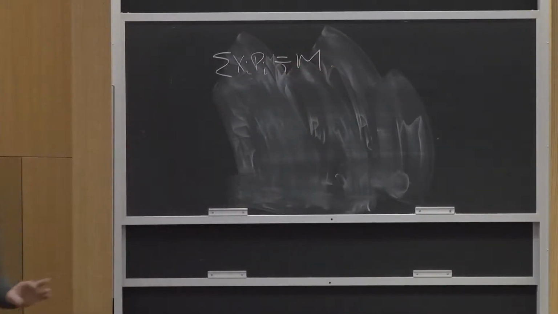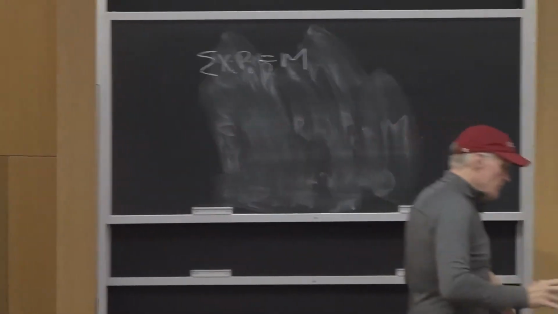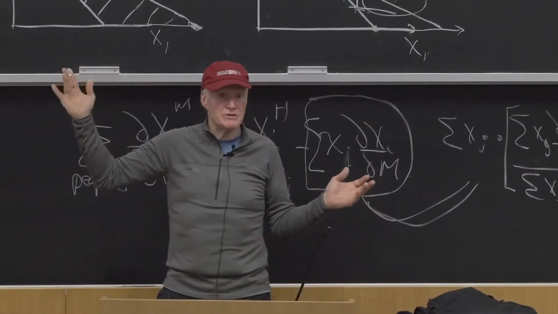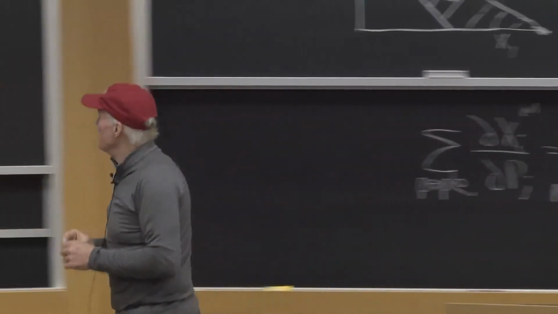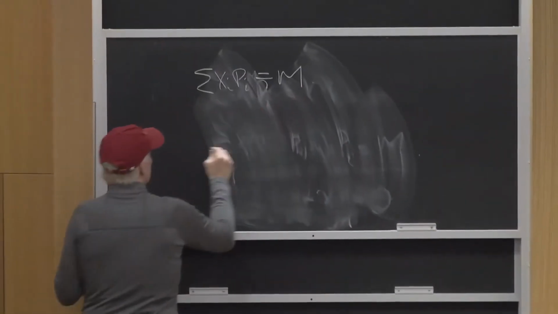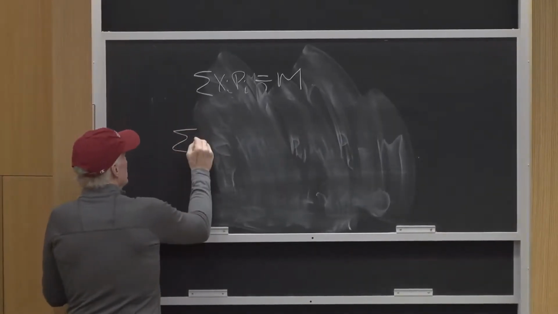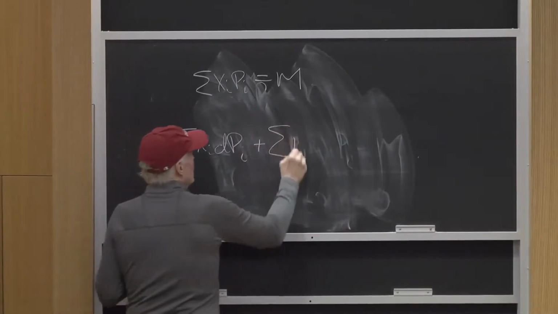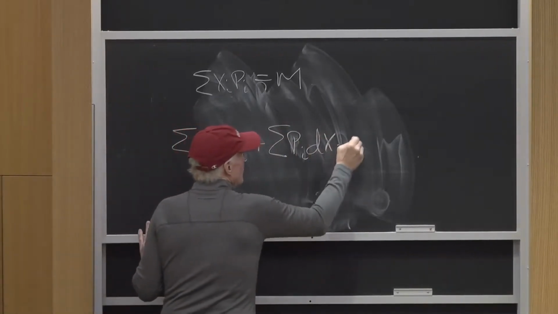Right? Everybody agrees with that? And now I'm going to look at what happens changing everything at the same time. I'm going to change x's, p's, and m's. So I'm going to shift from one equilibrium to another, changing both prices and income, and letting people respond by changing their mix of consumption. So it's just a total change. So the total derivative of this is the sum of xi dpi plus the sum of pi dxi equals dm.